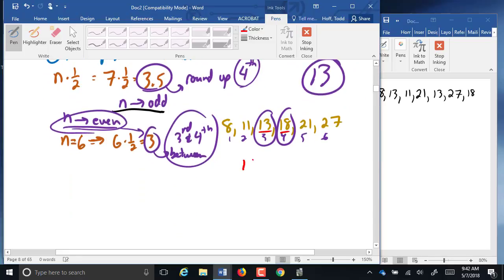How do we find what's between them? Well, we just add them together and divide by 2. 13 plus 18 is 31. Divided by 2 is 15.5.